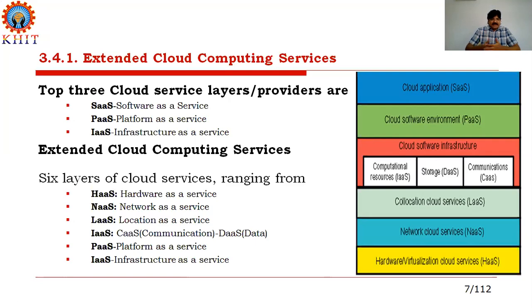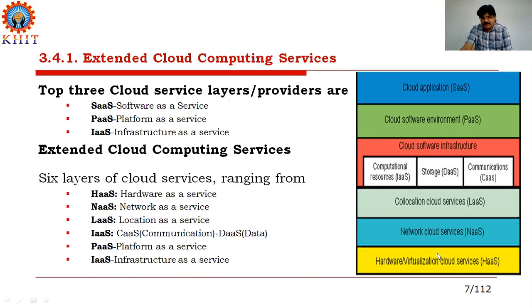So here the IaaS also has some divisions, like communication services and data services. So totally there are 6 cloud computing services or layers available, ranging from hardware as a service, network as a service, location as a service, and IaaS, infrastructure as a service, platform as a service, and finally software as a service. Now we will discuss these 6 cloud services.